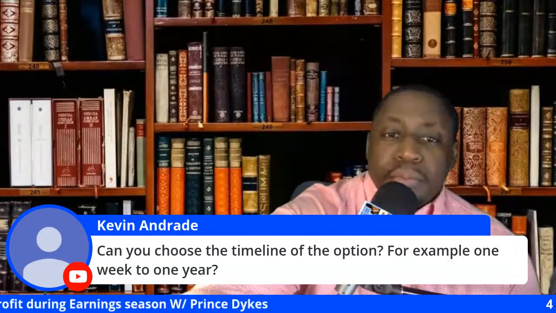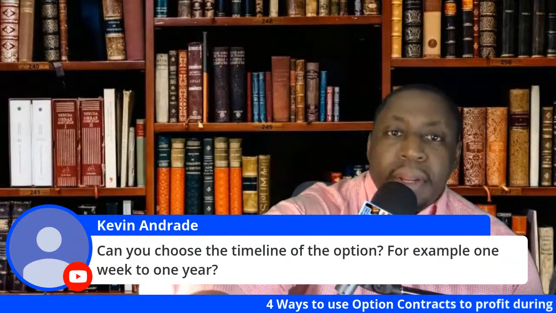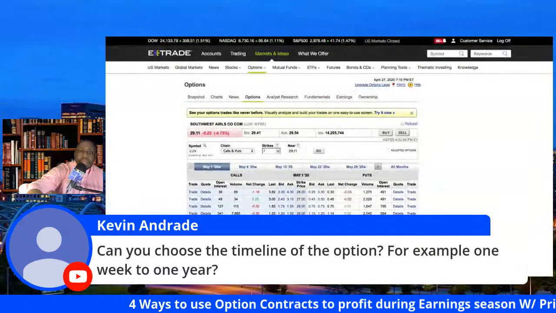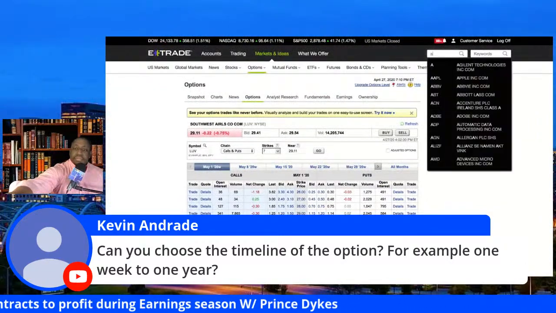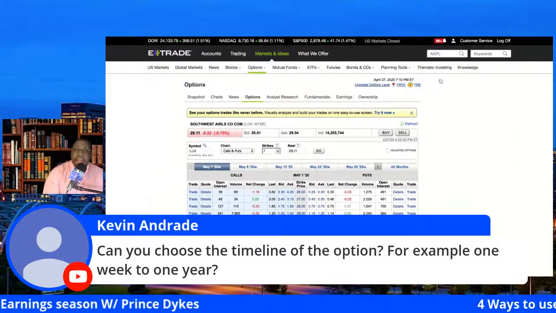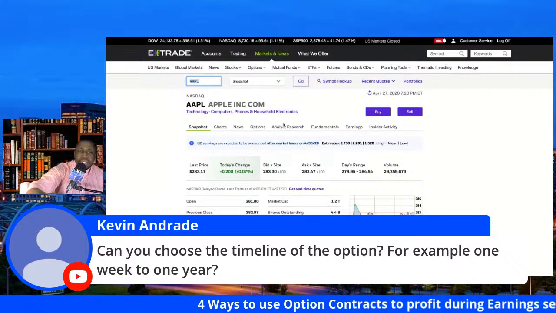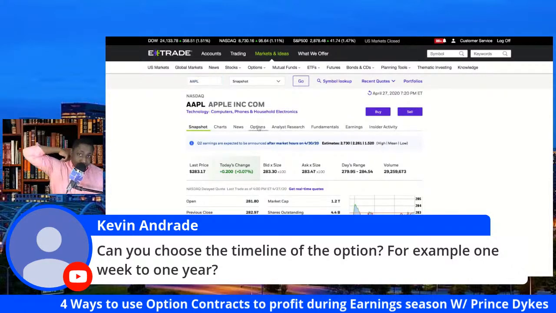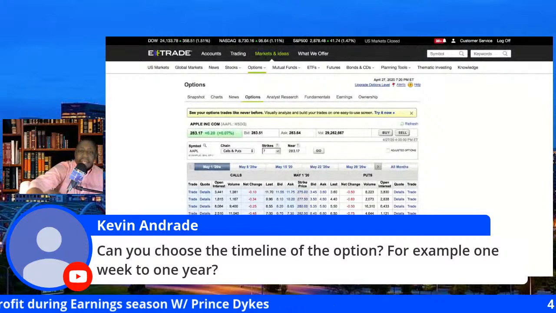Can you choose a timeline of the option, for example, 1 week or 1 year? Yes. We're going to show you that again. So right here, let's take me for example. Let's type in Apple. Apple went up 2 cents today. I should have bought that option anyway.